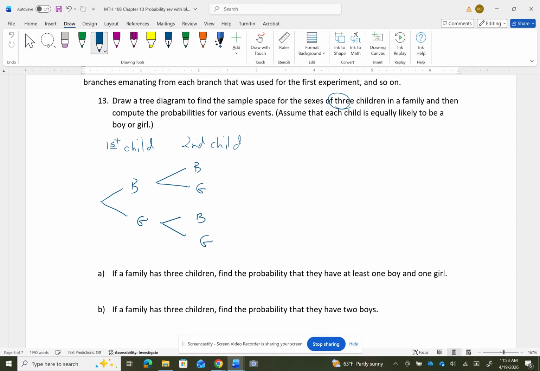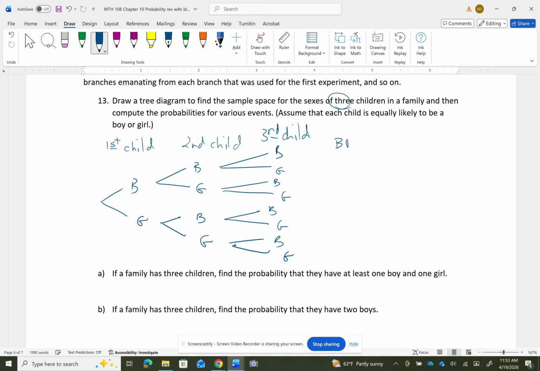Okay, for the second child. And then for the third child, it's the same thing. We could get a boy or a girl for the third child, so we'll have branches boy or girl off each of those. So those are like the 3 tasks: the first child, then the second child, then the third child. And so the tree can help us come up with a list of possible outcomes.